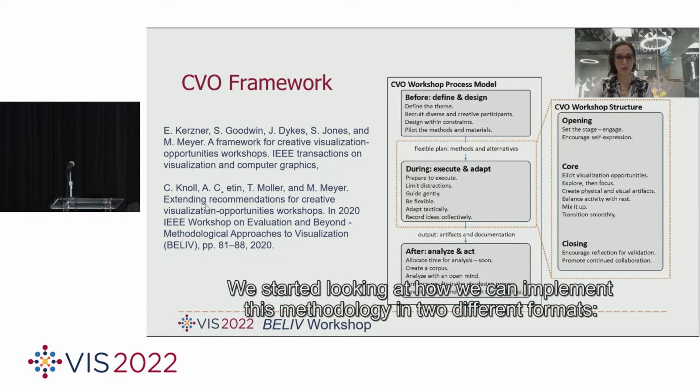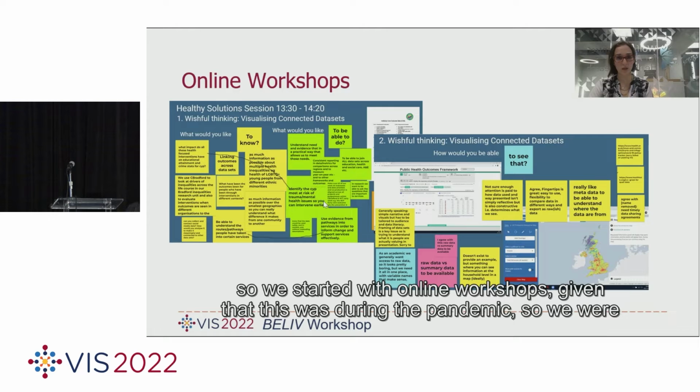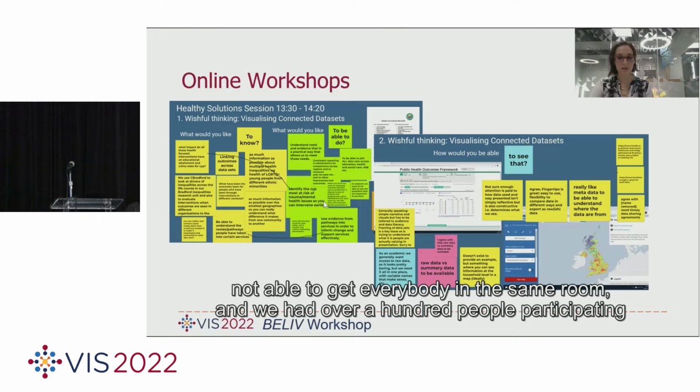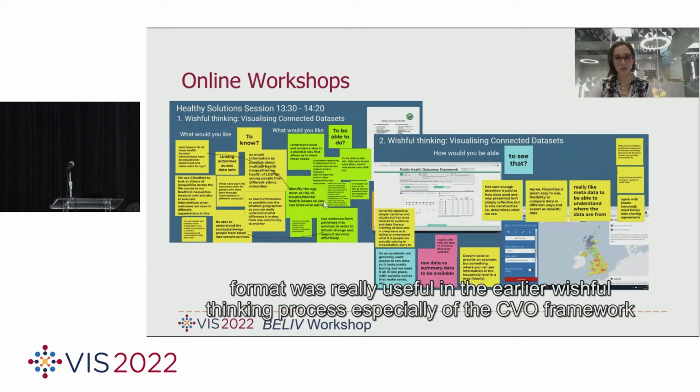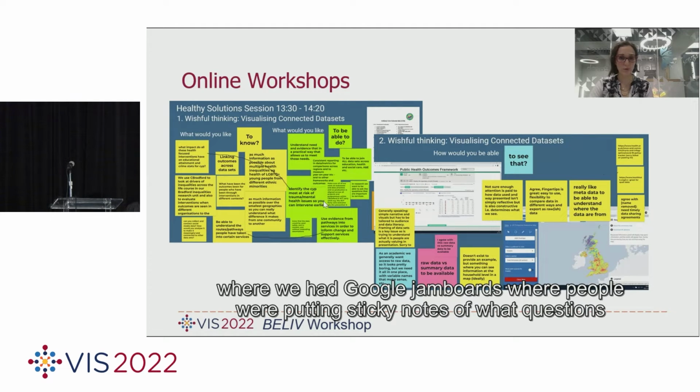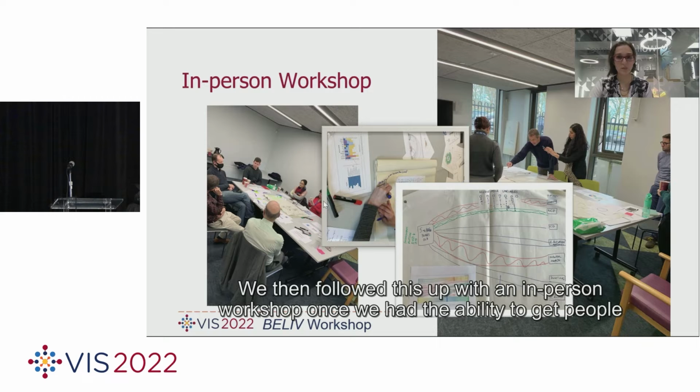We started looking at how we can implement this methodology in two different formats. We started with online workshops, given that we were during the pandemic, so we were not able to get everybody in the same room. We had over 100 people participating in these workshops, including researchers and policymakers. We found that this online format was really useful in the earlier wishful thinking process of the CVO framework, where we had Google Jamboards on which people were putting sticky notes of what questions they wanted answered from the data.